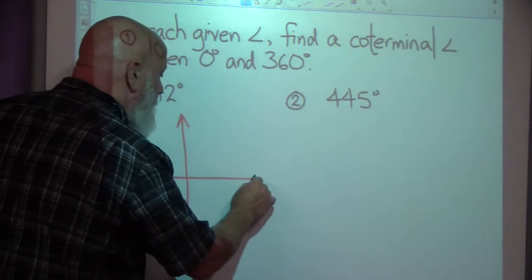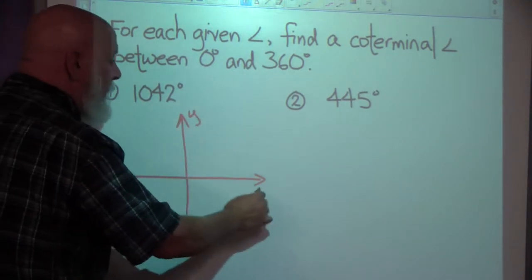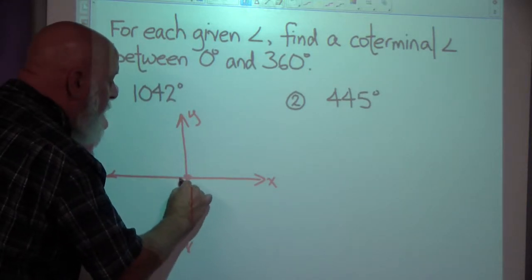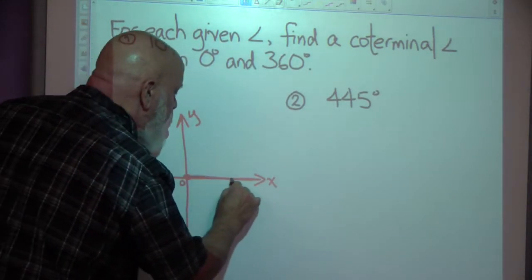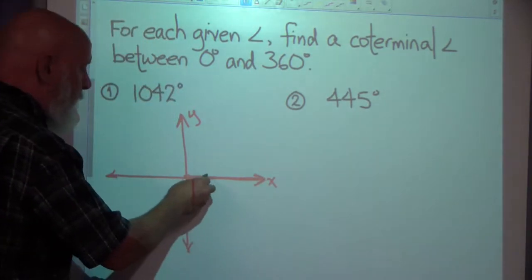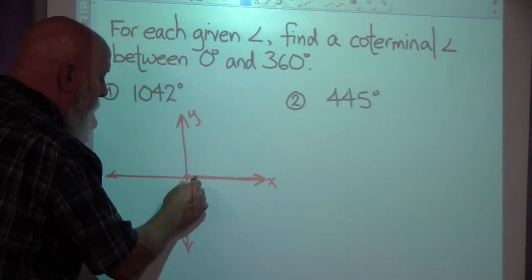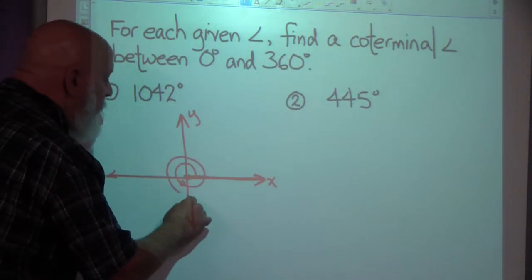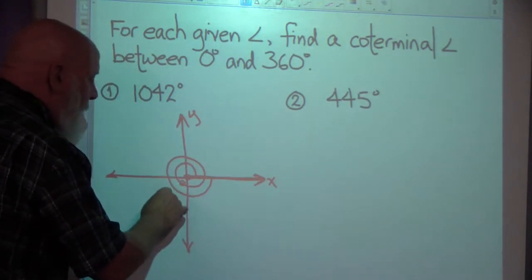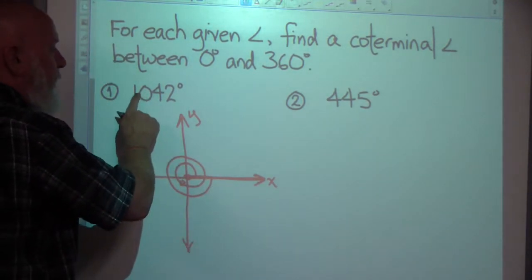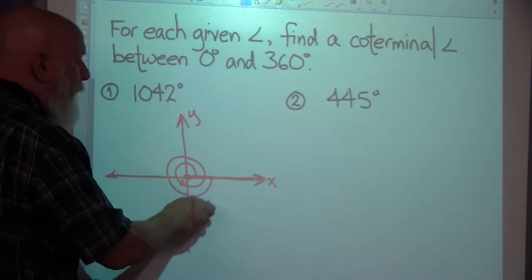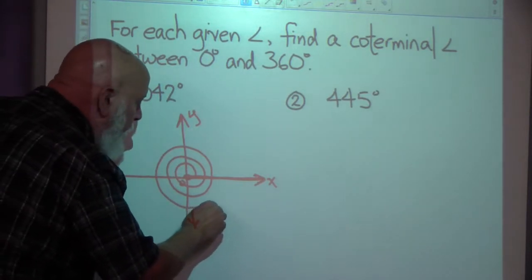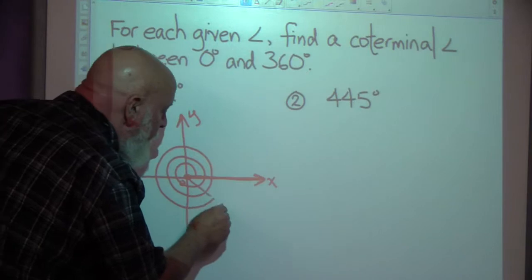There's my y-axis, my x-axis, there's my origin, and I'm going to rotate in standard position. There's my initial side, the positive x-axis, and I'm going to rotate 1042 degrees. Well, here's 360. If I go around again, that would be 720. And if I go around again, that would be 1080 degrees. So I know I'm not going to make it all the way around a third time. I'll be 38 degrees shy of going all the way around a third time.